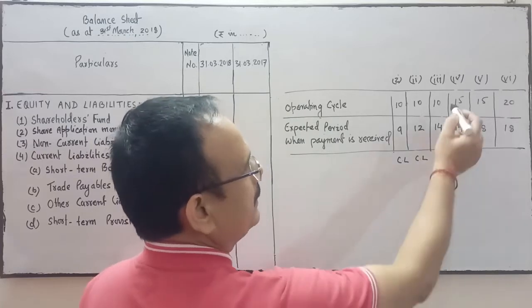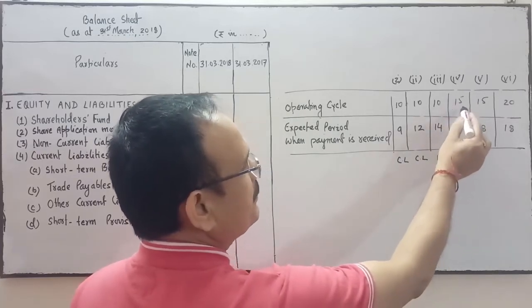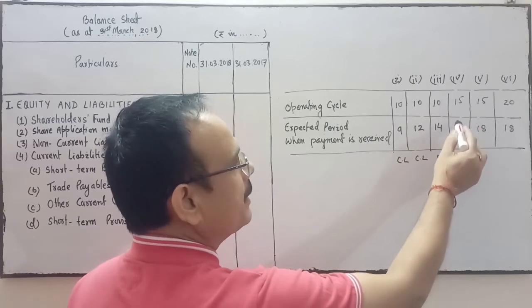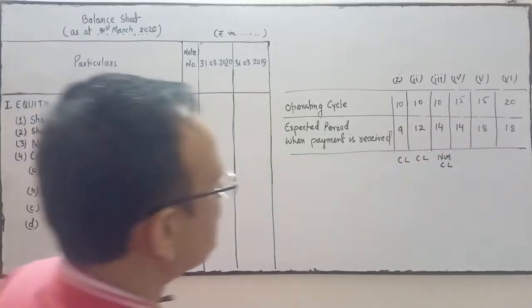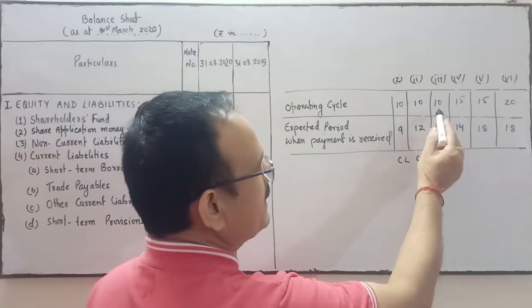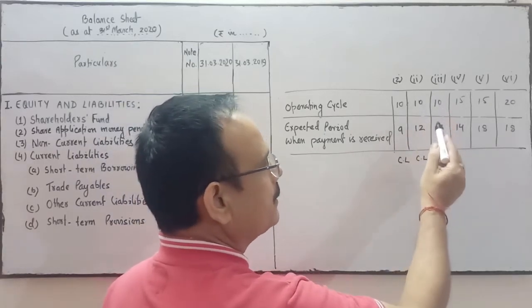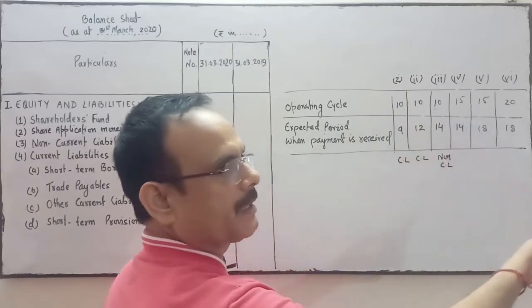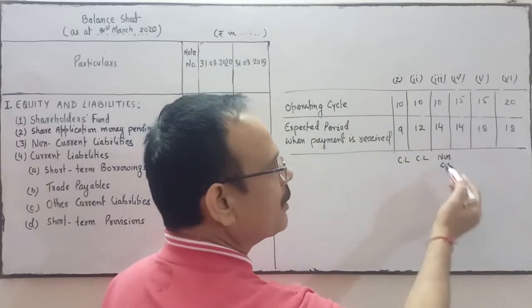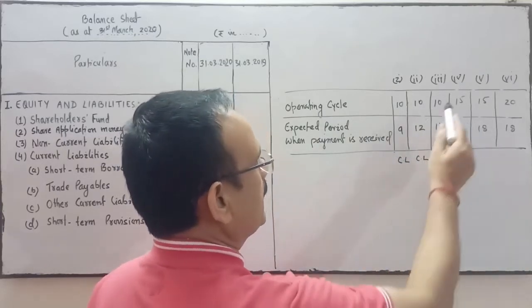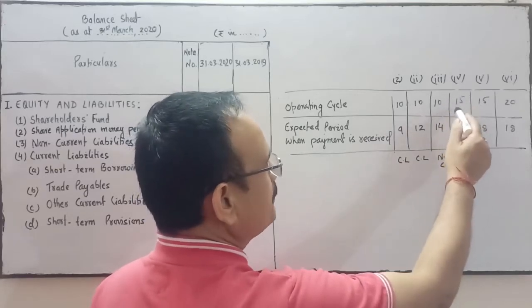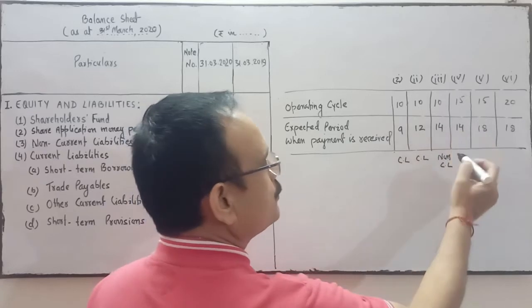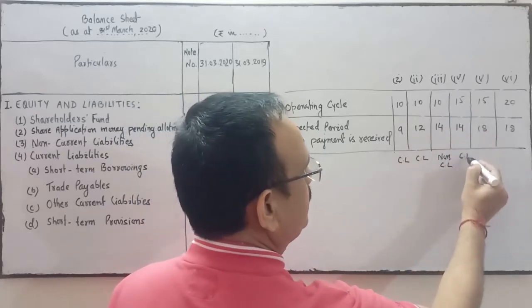Okay. Here the operating cycle is 15 and the expected period when the payment is received is less than this. Case number 3, operating cycle is 10 and expected period is 14, which is more than the 12 months. That's why it comes under the non-current liability. Case number 4, operating cycle is 15 and the expected period is less than that. So it's a current liability.